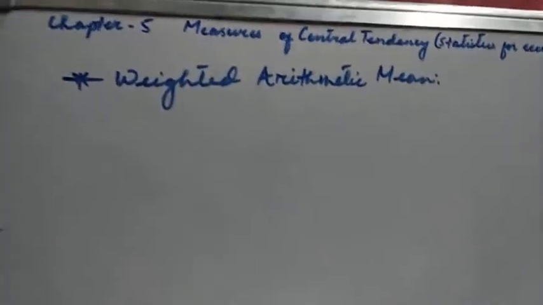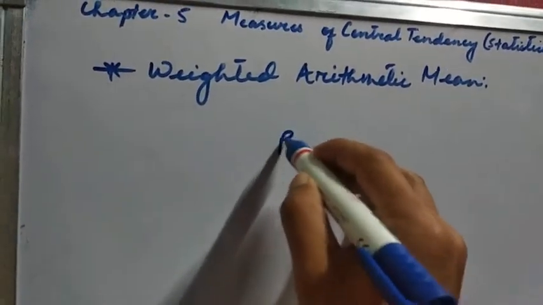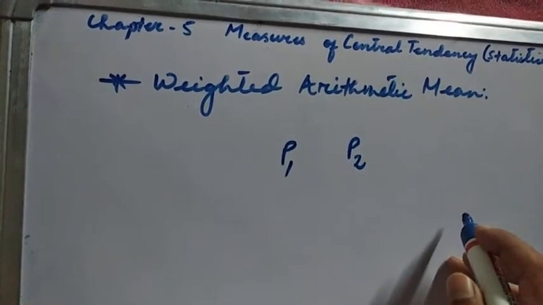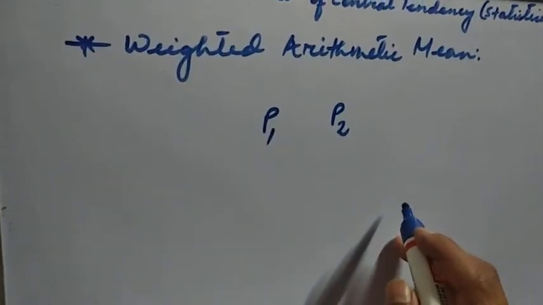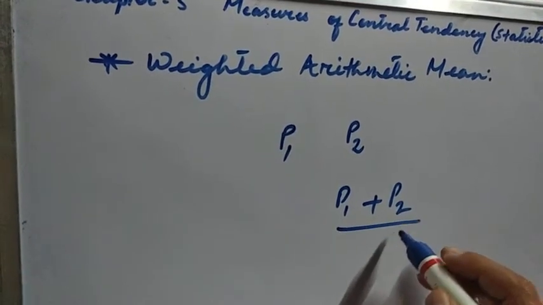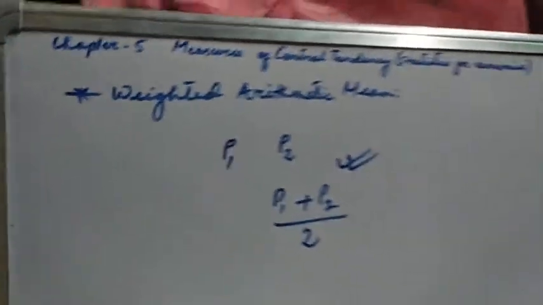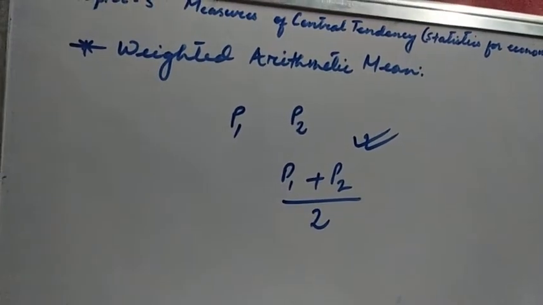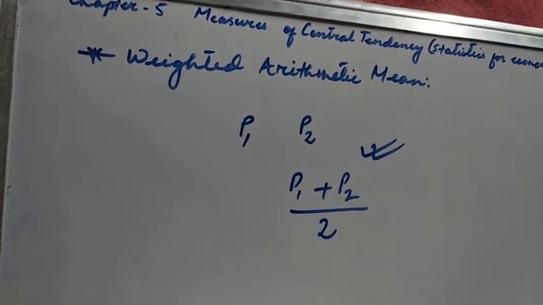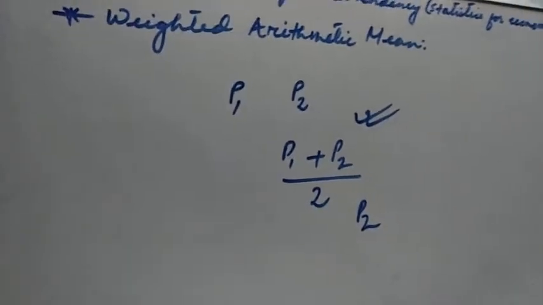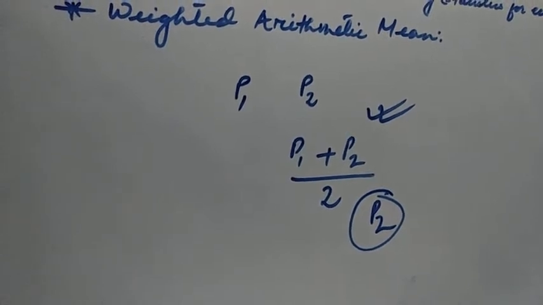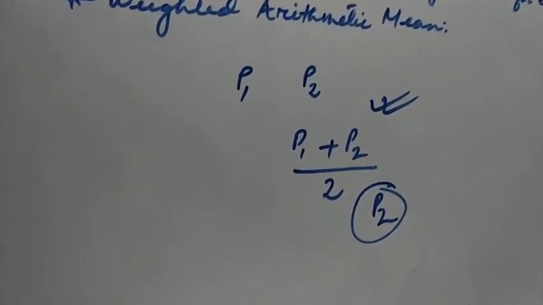So let us say the average price of mangoes is P1 and average price of potatoes is P2. So the arithmetic mean will be given by P1 plus P2 divided by 2. So here you are not giving any weightage, no difference. However, if you want to give more importance to the rise in price of potatoes, that is indicated by P2, to do this, you may have to use weights.